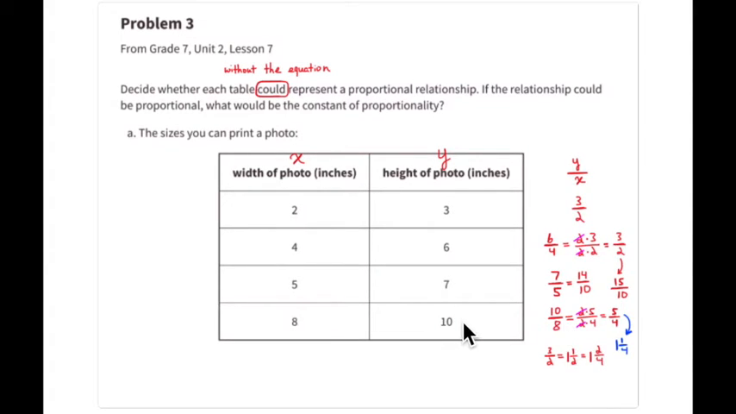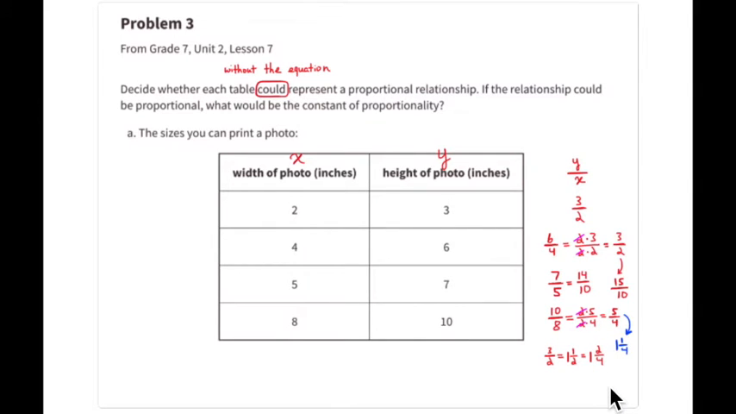And 10/8, 10 divided by 8, simplifies to 5/4. 5/4 is the same as 1 1/4. And if I go up here to 3/2 and I change that to 1 1/2, which is the same as 1 2/4, you see that 3/2 is different than 10/8, which is 1 1/4. So there is no constant of proportionality.